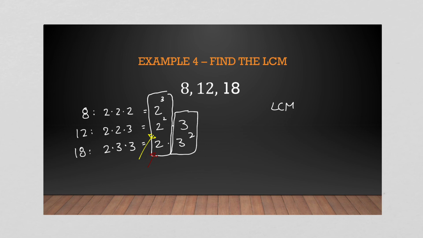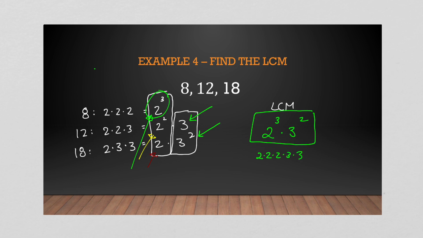So if you need 3 2s to be a multiple of 8, well, obviously, if you have 3 2s, you have 2 and you have 1. So you need to bring the largest number of times a factor occurs. So I need 2 to the power of 3 in my lowest common multiple, and 8 is covered. In order to be a multiple of 12, I need a 3. In order to be a multiple of 18, I need a 3 squared. So obviously, I'm going to need to bring a 3 squared. And there is my lowest common multiple: 2 cubed times 3 squared, which means 2 times 2 times 2 times 3 times 3.